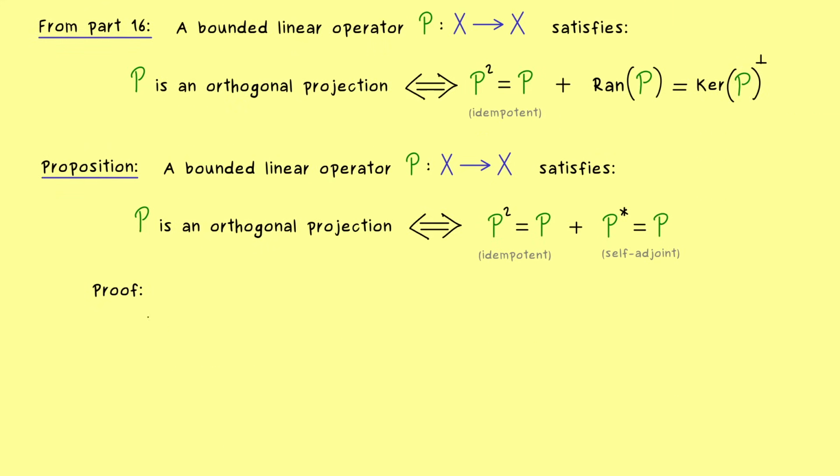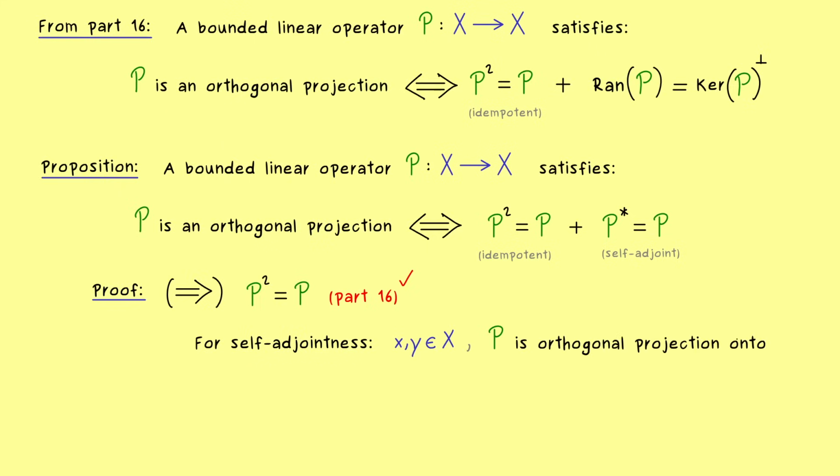Which means here we have to show two implications. Let's start with the easy one, where we have to show that every orthogonal projection is idempotent and self-adjoint. In fact, the first part we have already shown in part 16, so there's nothing to do there. But of course, for the self-adjointness, we have to do something. For this, we will fix two vectors x and y in X, and then we will look at the inner product.